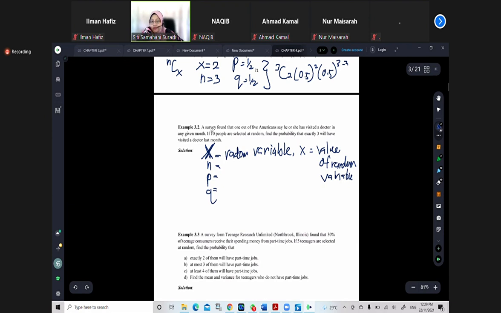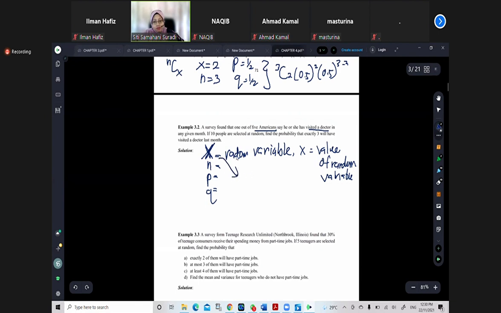The survey found that one out of five Americans has visited a doctor in any given month. So the random variable is the number of Americans, one of 5 Americans, who visit a doctor in any given month. Americans who visit a doctor.